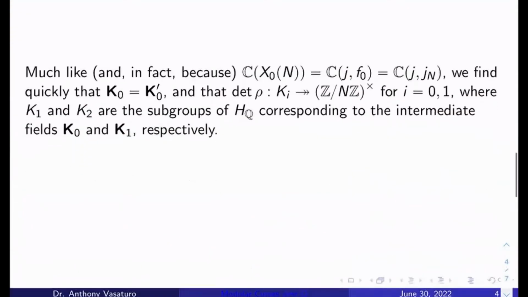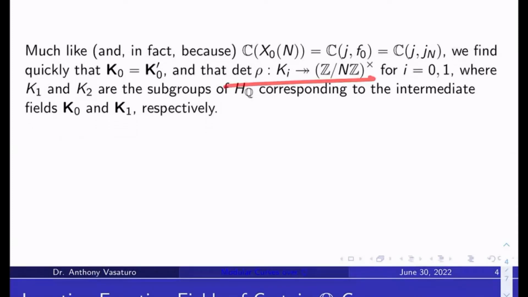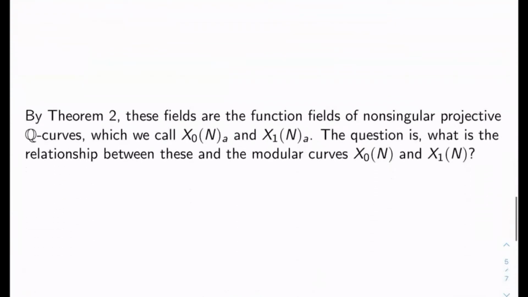You can also show pretty quickly that det rho restricted to K_i surjects onto (Z mod NZ) cross for i equals 0 and 1. What are these K_i's? K_0 and K_1 are the subgroups of H_Q corresponding respectively to the intermediate fields bold K_0 and bold K_1 under the Galois correspondence. So you have the determinant of rho surjecting on the subgroups of H_Q corresponding to these bold K fields. Well, that puts you in a situation to use theorem 2.